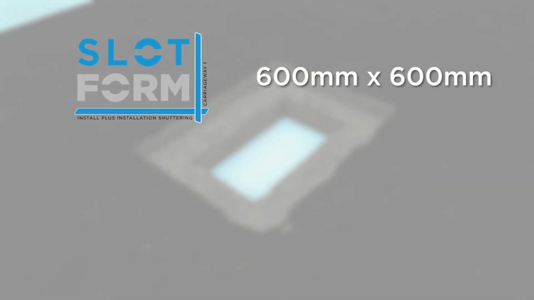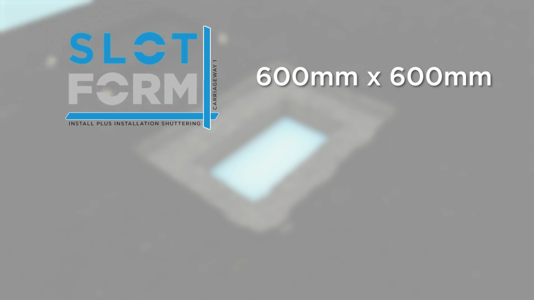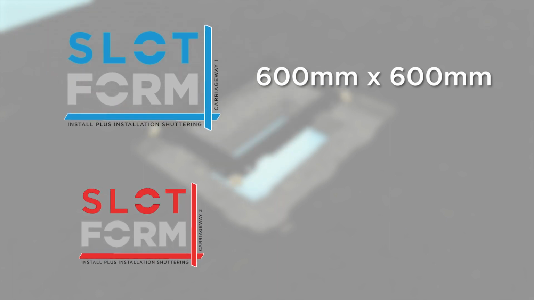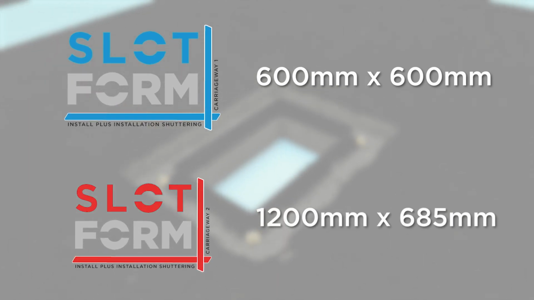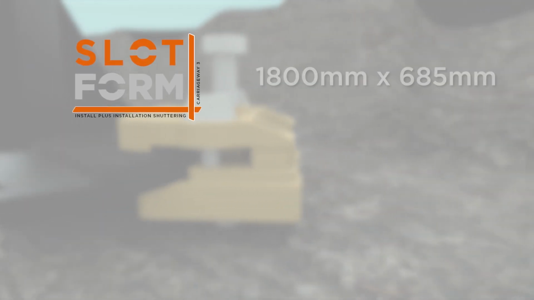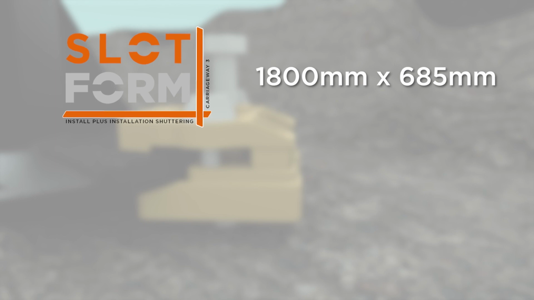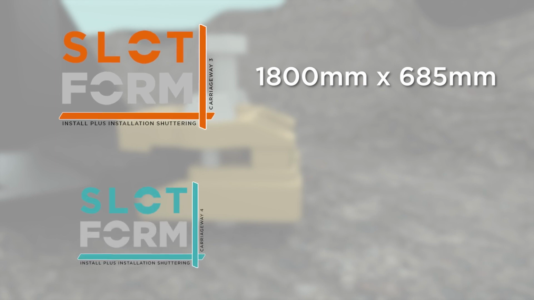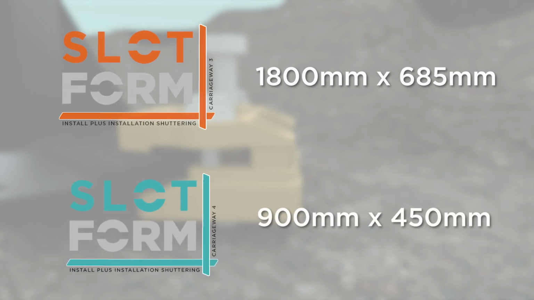There are four colour-coded standard sizes to match the standard carriageway specifications. The carriageway 1 is for a clear opening of 600mm square. The carriageway 2 is for a clear opening of 1200 by 685mm. The carriageway 3 is for 1800 by 685. And finally, the carriageway 4 is for 900 by 450.